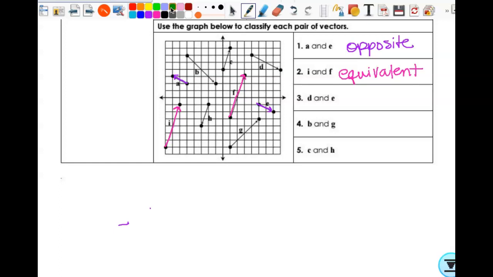Then D and E. Here's D, and here's E. I would say for sure they're not equivalent, right? They don't have the same distance, but are they going in the same direction? Yes, and you can tell that by slope also, because I can go down 1 and over 2, down 1 and over 2, and then down 1 and over 2 again. So that makes these what? Parallel.